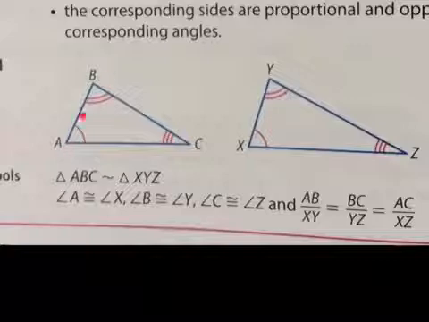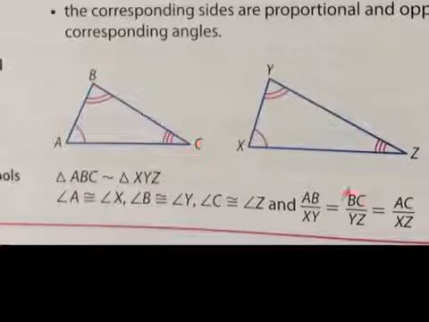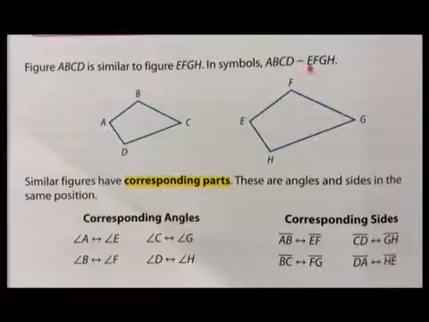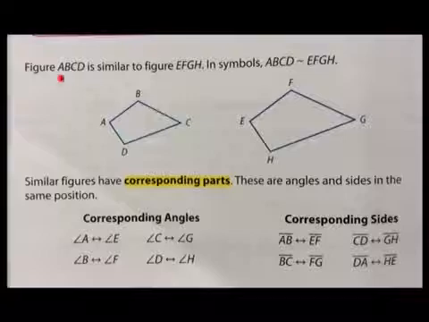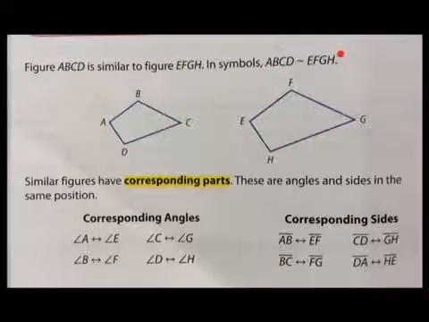And AB, as you see here, AB could be placed over XY, which is equal to BC over YZ. You see that? BC over YZ, and AC over XZ. So you see there. Okay, so what does this little symbol mean? This little symbol means similar. Okay, so we see that figure ABCD is similar to figure EFGH. You see that? So this is how we would write it mathematically, with that symbol saying similar.